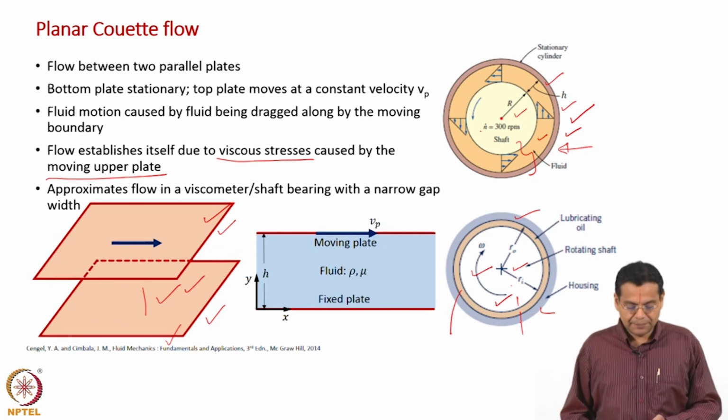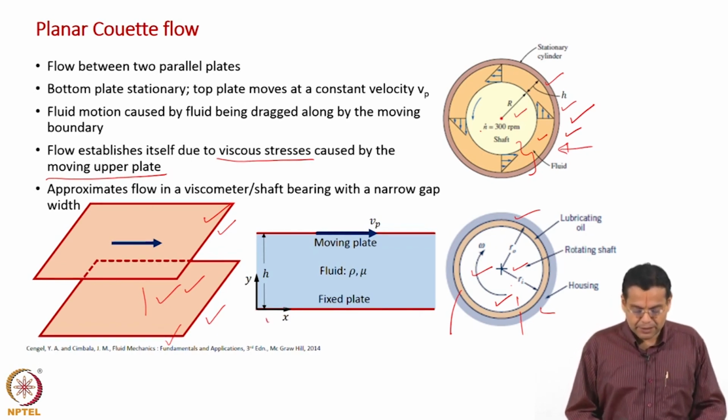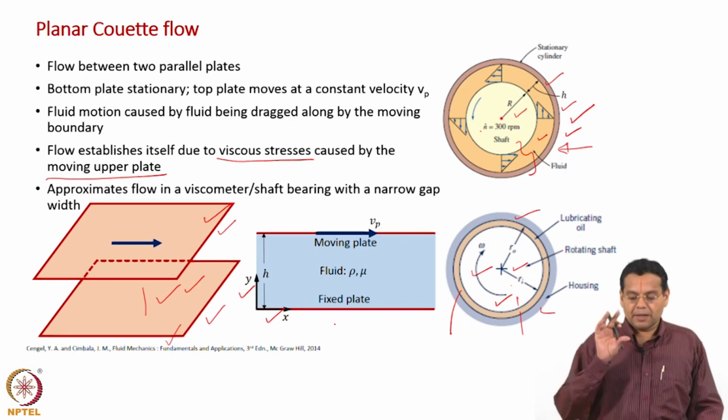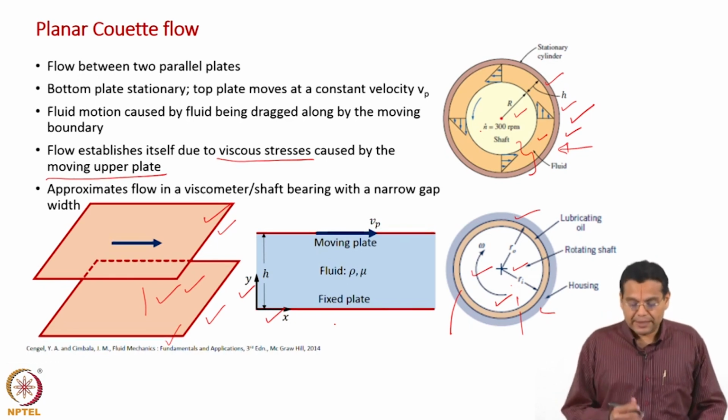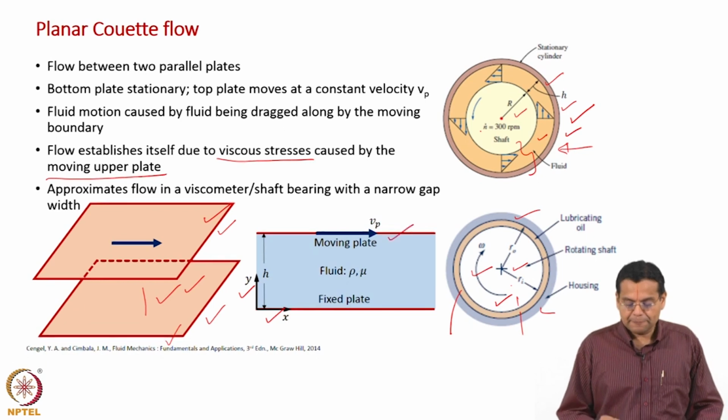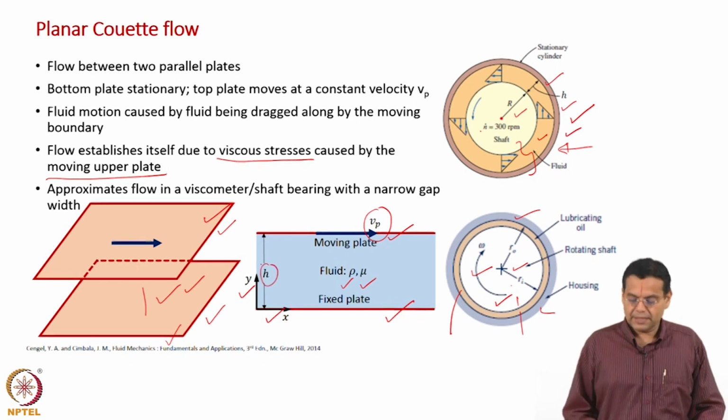That is the idea. So, in terms of nomenclature, now x coordinate, y coordinate, okay, and this is our front view, and gravity acts along the y axis, okay. This moving plate has velocity Vp, and this is a fixed plate, and the fluid has properties rho and viscosity mu. The distance between the two plates is h.